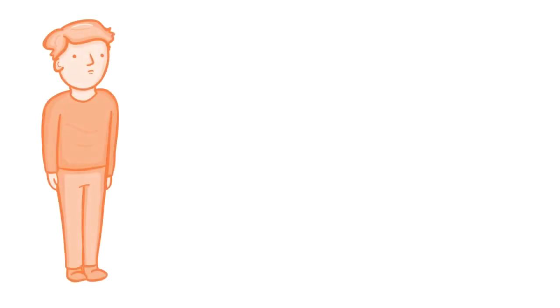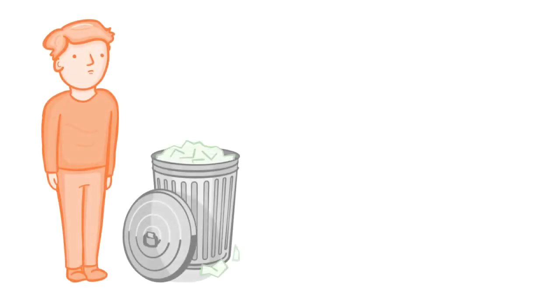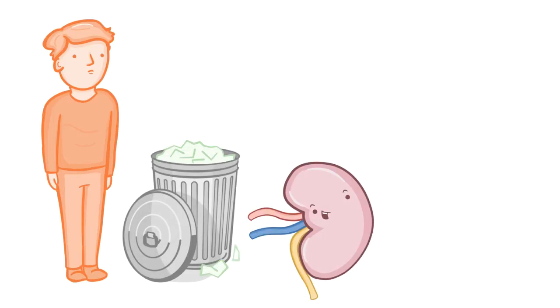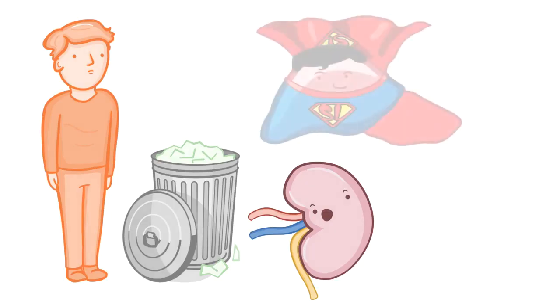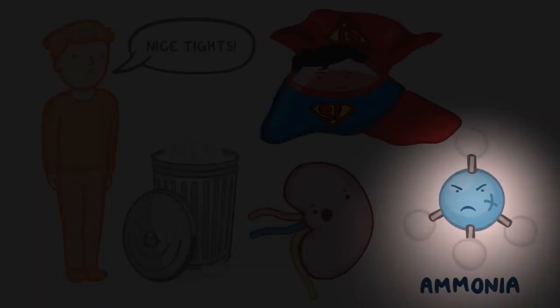The human body generates a lot of waste products, and fortunately, our kidneys are capable of getting rid of most of them. However, there is one arch nemesis that the kidney can't deal with on its own. So, the liver comes to the rescue, and that villain is ammonia.